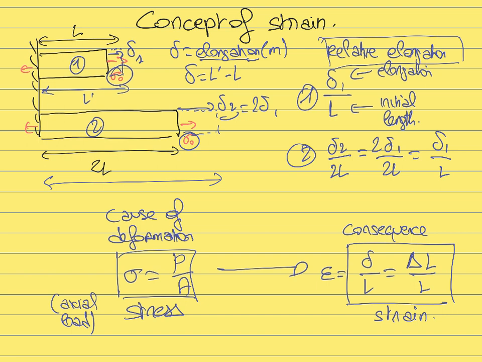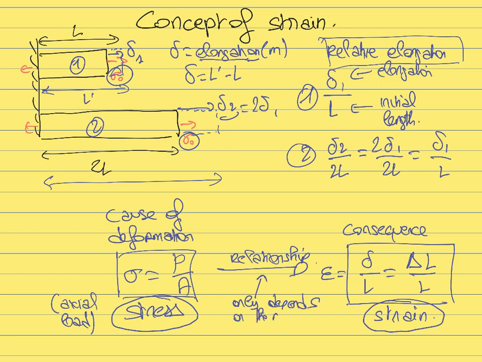And the interest of characterizing the cause of the deformation in terms of stress and the consequence in terms of strain is that now this is going to be the relationship between the cause and the consequence. And this relationship between the stress and the strain will only depend on the material. So it only depends on the material that the beam is made of. It doesn't depend on the geometry of the material.